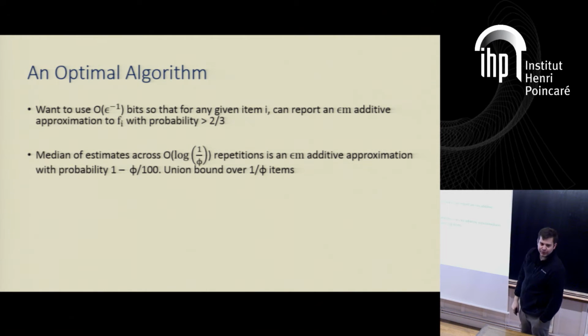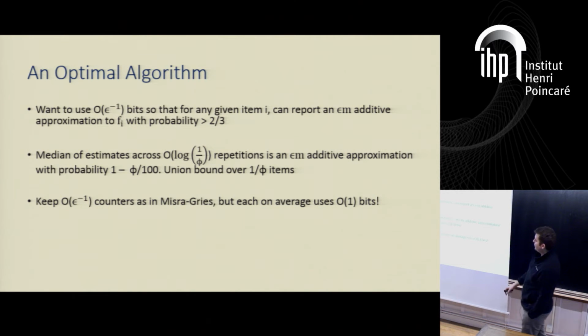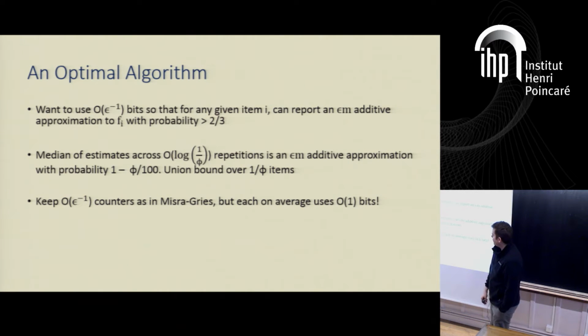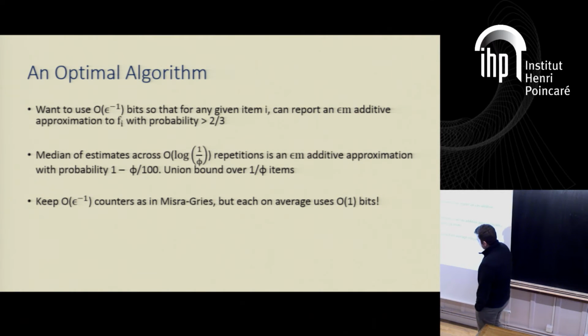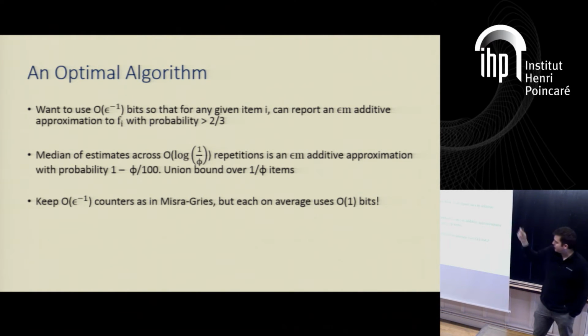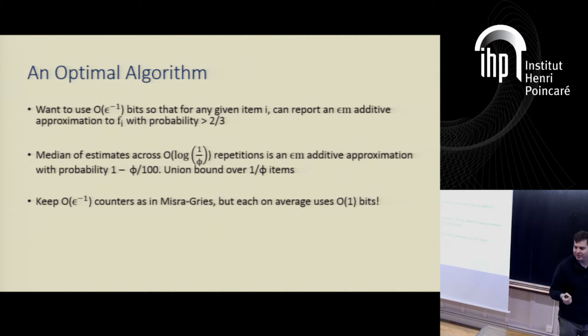Okay, so really we've reduced the problem to this basic task. So what's one way of doing this? Well, we can't afford to run Misra Gries to try to get these epsilon m additive approximations. Misra Gries has 1 over epsilon counters, but for us to do this, we actually need the counters on average to only use a constant number of bits.